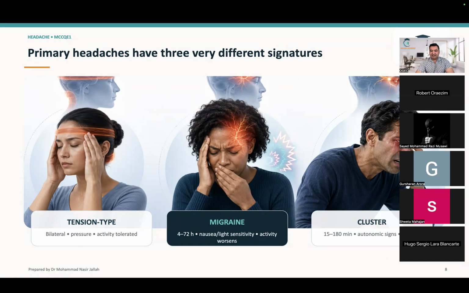So nausea, light sensitivity, activity worsens it. Migraine is completely the opposite of cluster headache. Migraine usually happens in females. I'm not saying it doesn't happen in males, but it is more common in females. Cluster is more common in males. Migraine usually worsens with activity. Cluster headache loves activity because it helps with the pain.